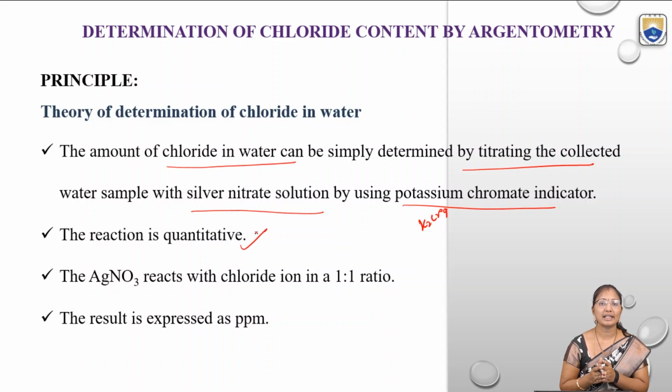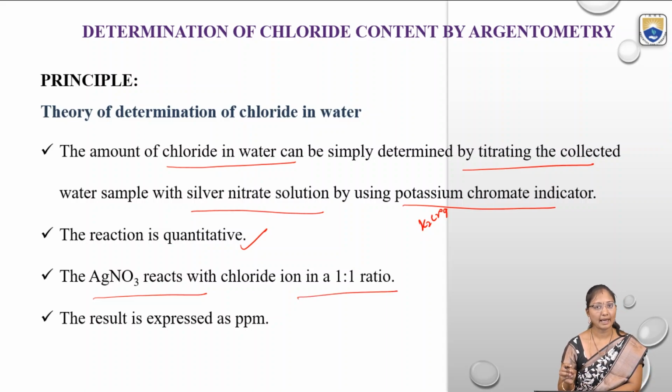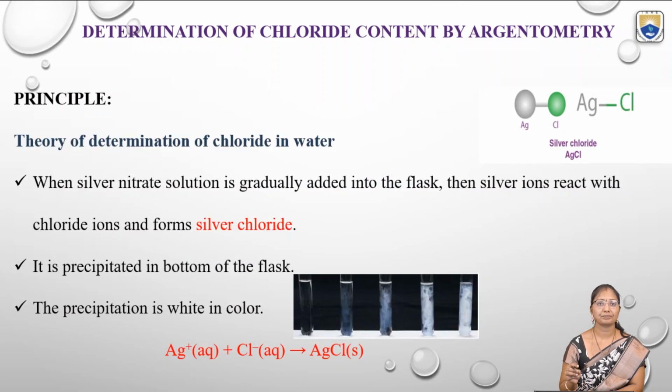The reaction is quantitative. Generally, there are two types of analysis, qualitative and quantitative. If it is qualitative, we see whether it is present or not. If it is quantitative, we determine the amount. Here, we are going to determine the amount of chloride present in the water, which can be calculated numerically. The AgNO3 in the burette reacts with the chloride ions in the sample in a 1:1 ratio, and the results are expressed in ppm, parts per million, or mg per liter.